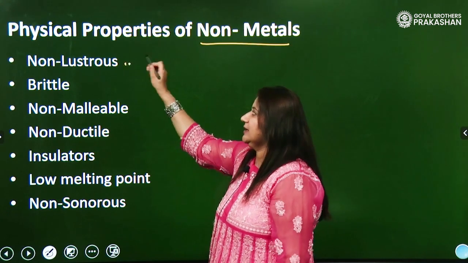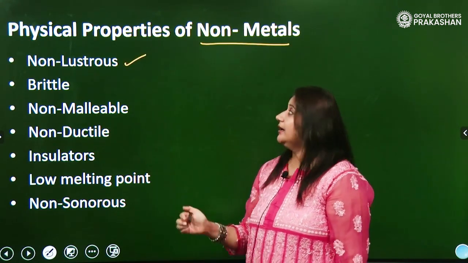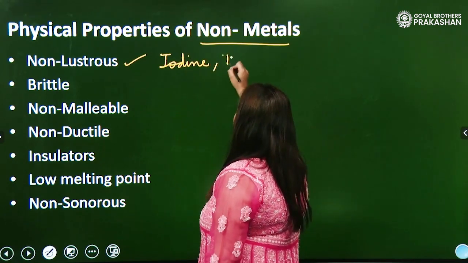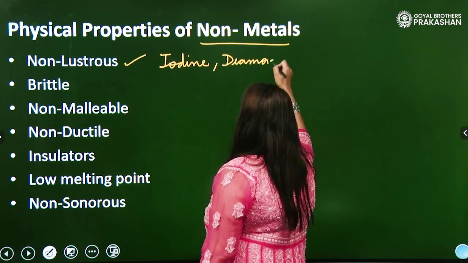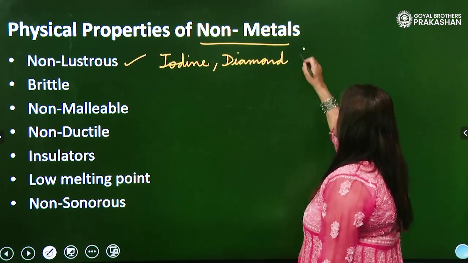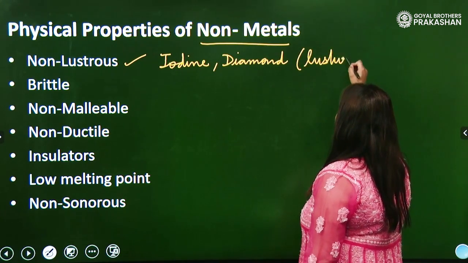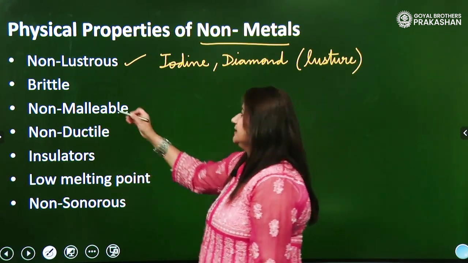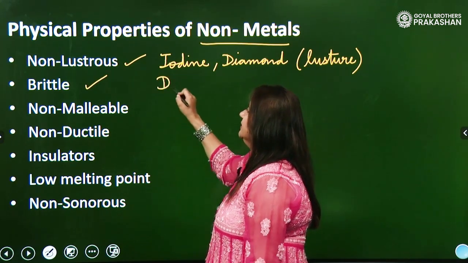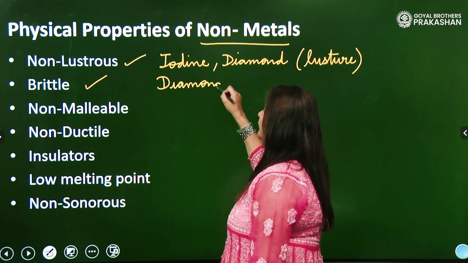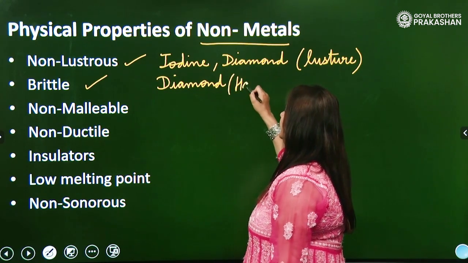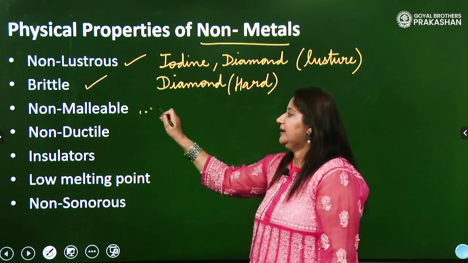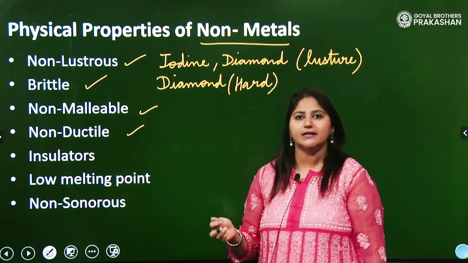Non-metals are non-lustrous, but yes, there is an exception. There are two non-metals which are lustrous, iodine and diamond. They are exceptions, right? They have a lustrous appearance. Then they are all brittle, they are not hard, but again there is an exception, diamond. Diamond is one of the hardest substances known, but the rest of the non-metals are brittle. Also, they are non-malleable, non-ductile, they cannot be converted into thin sheets or thin wires.